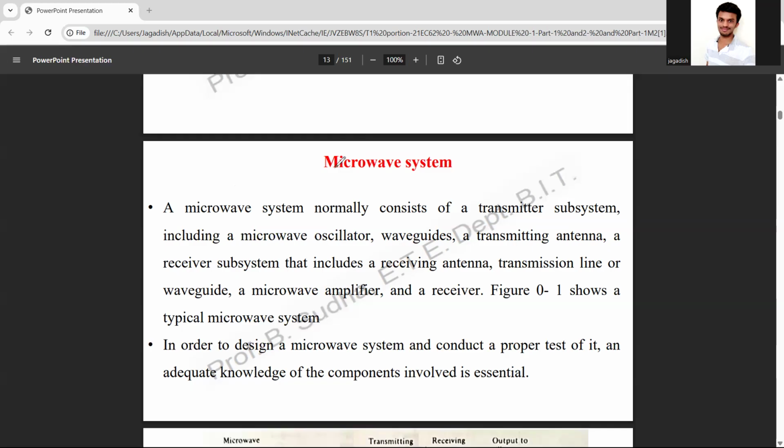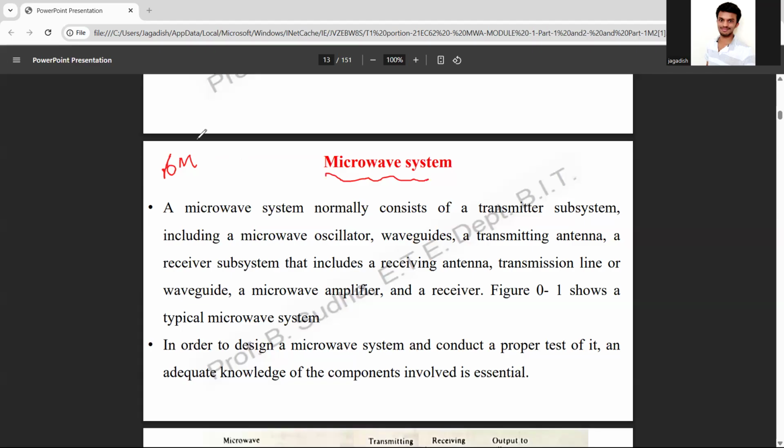First we will be learning the important questions. This is module 1, and topic 1 is the microwave system. They ask this question in the exam for 6 marks, because the subject is microwave theory and antenna, so they will ask you to explain the microwave system.